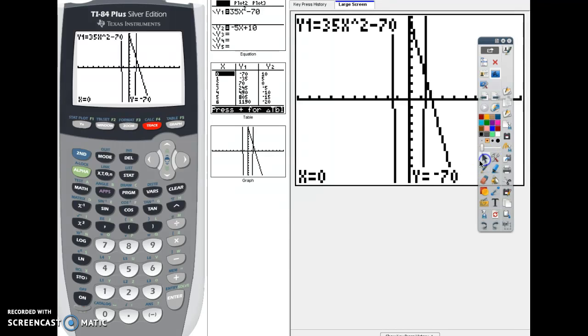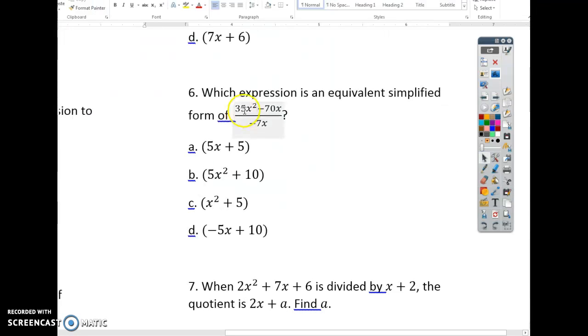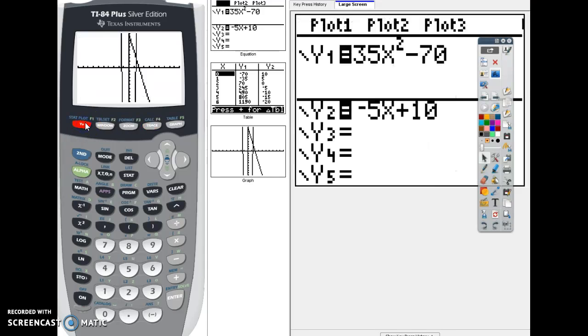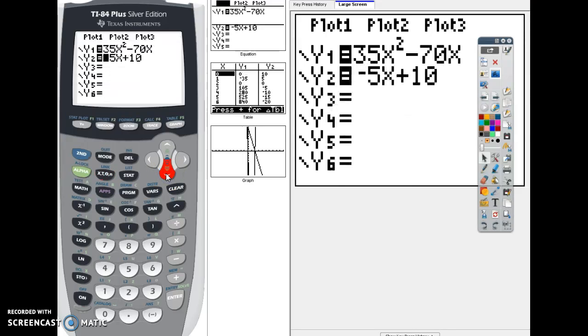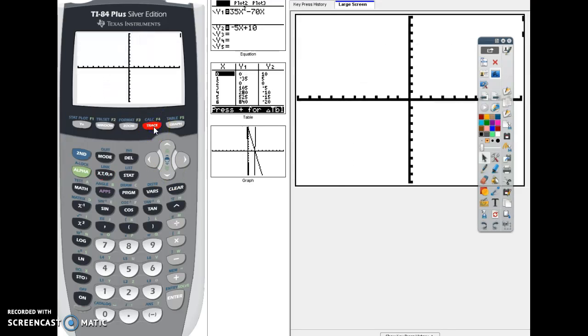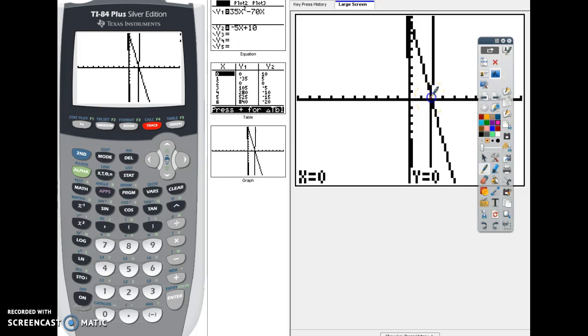Wait, did I write it wrong? 35x squared minus 70x. I forgot an x. 35x squared minus 70x. And this was the answer, negative 5x plus 10. Trace. Make sure that it goes through the solution. And it does. Okay? Let's go to the next problem.